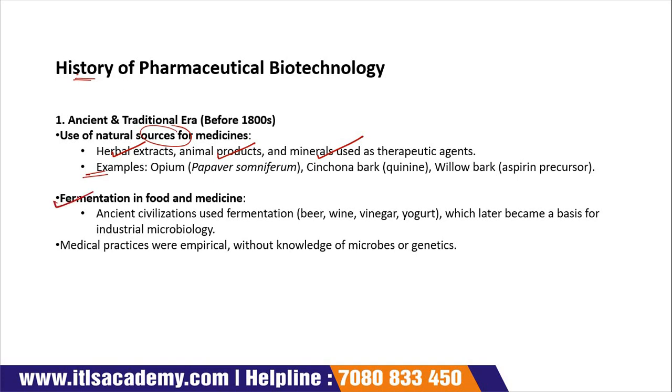Next is pharmaceuticals in food and medicines. Ancient civilizations used the fermentation process for the production of beer, wine, vinegar, and yogurt. Okay, later this became the foundation of industrial microbiology. Okay, at present it plays a most important role in the food industry. Industrial microbiology is also a branch. Next, medical practices were empirical, without knowledge of microbes or genetics.